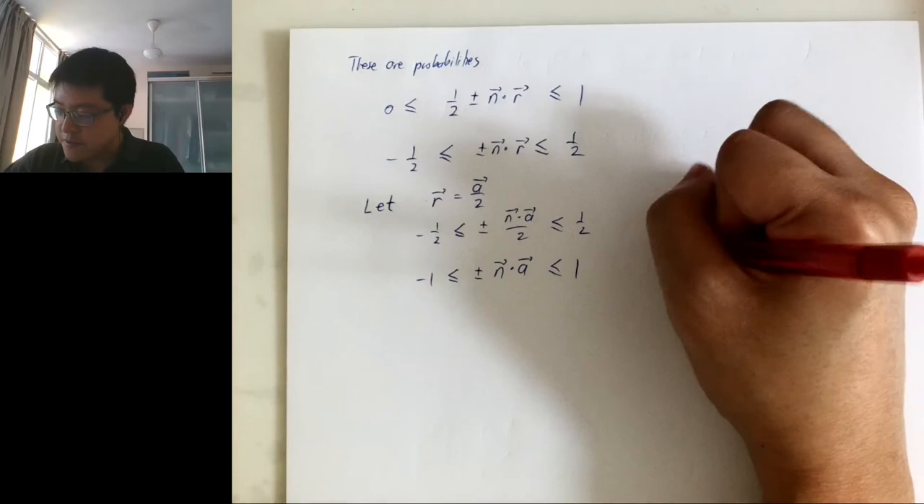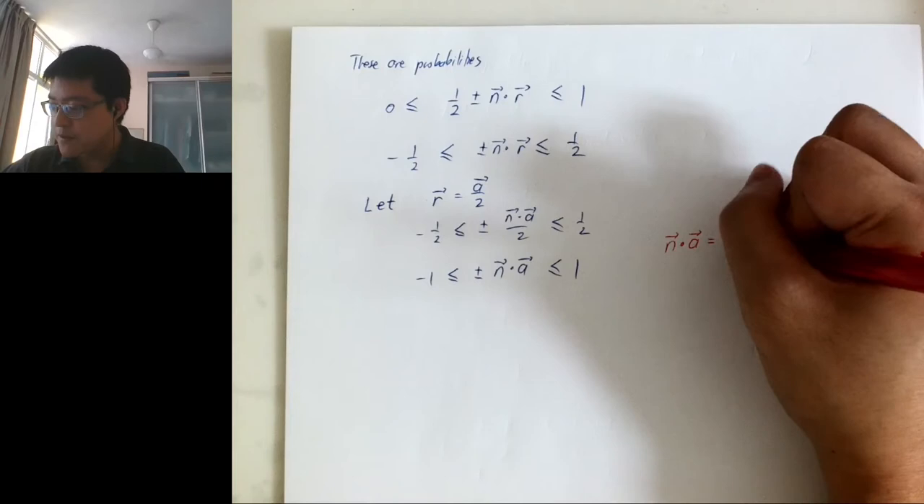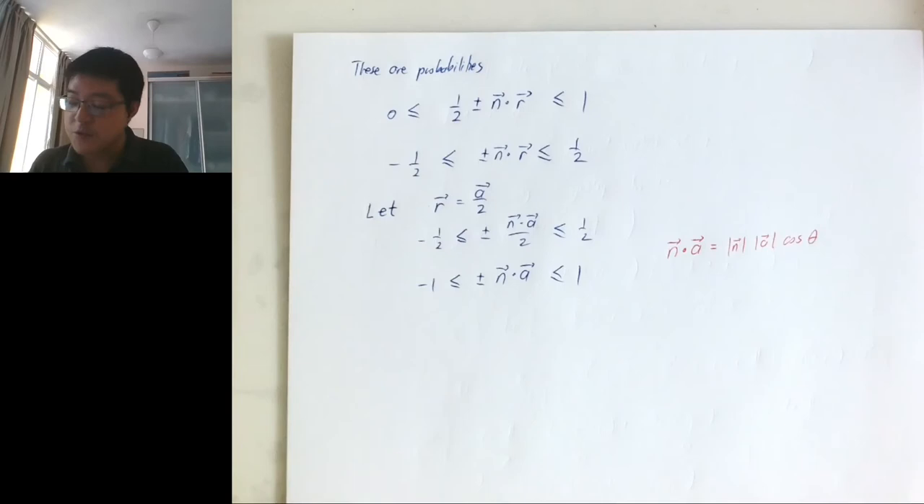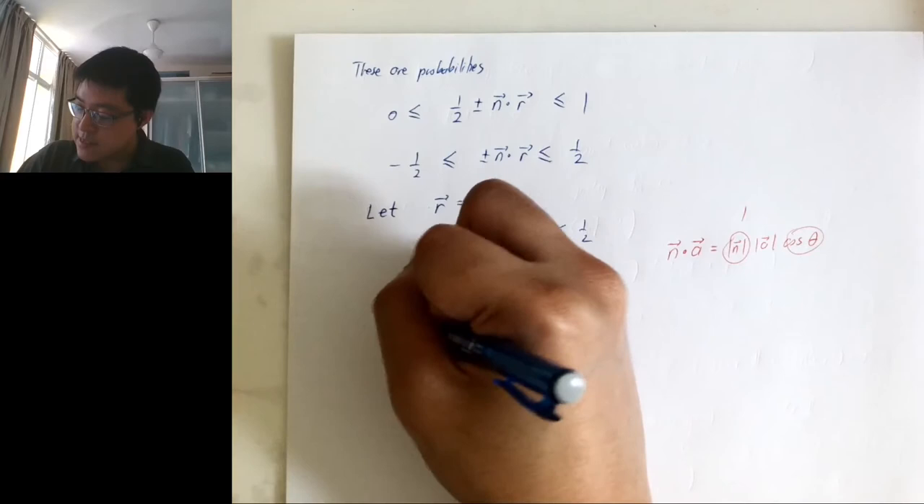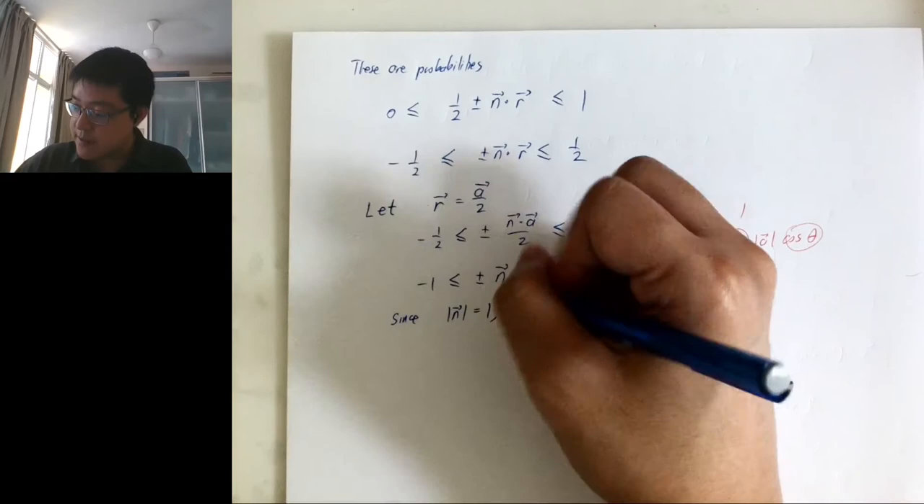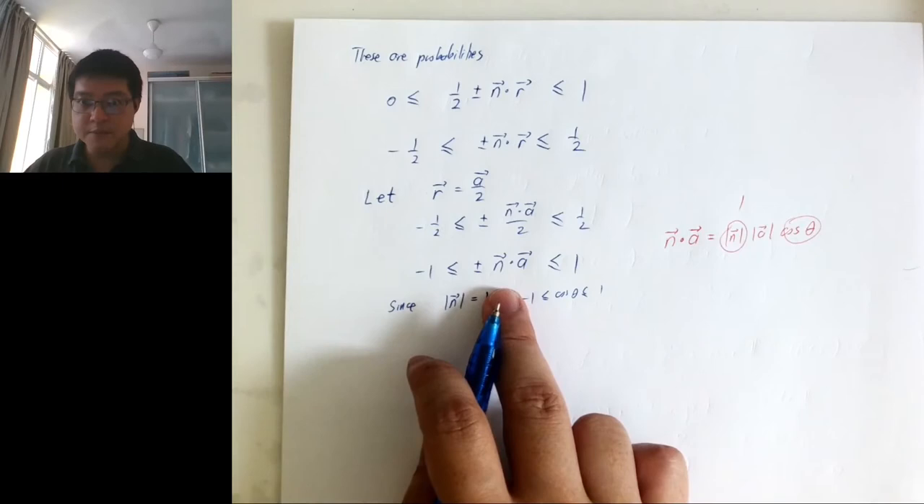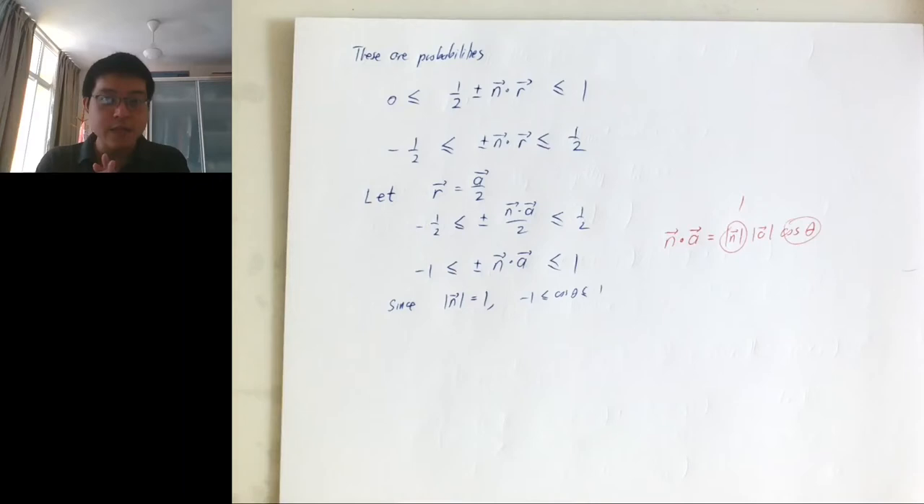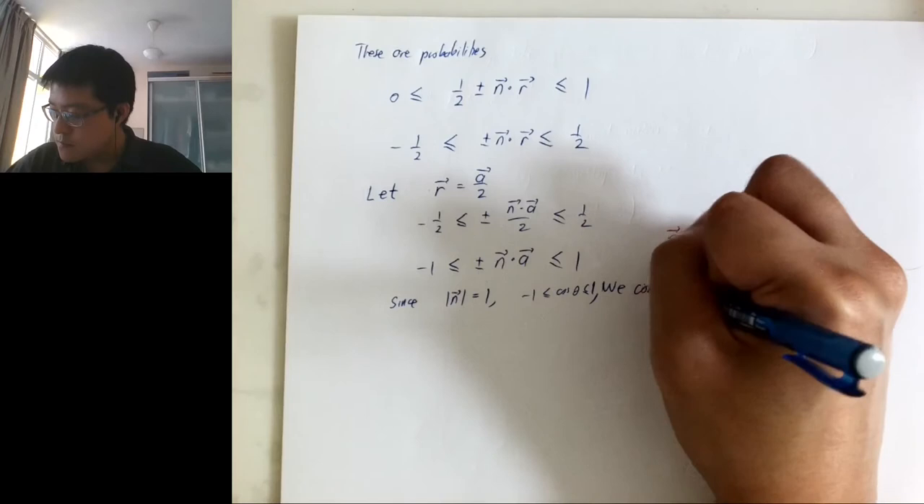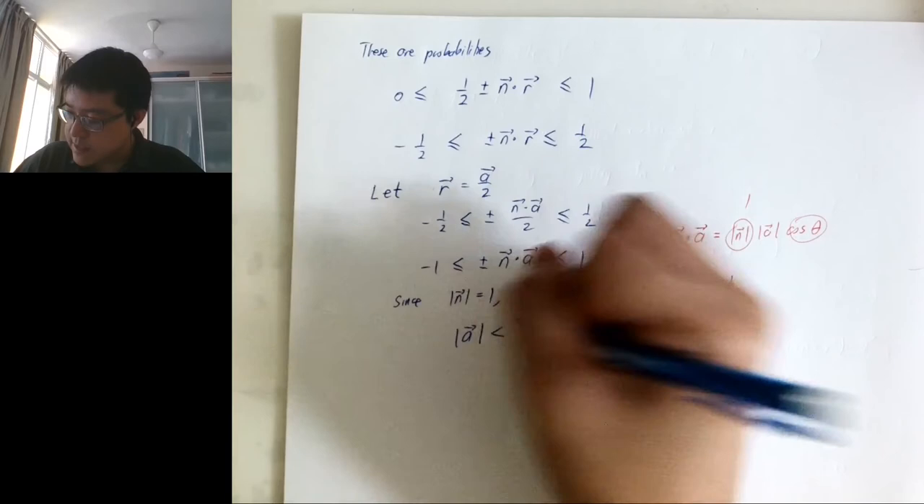If we are not sure, just go back to what we are familiar with, right? n dot a is a dot product, so it is the cosine of the angle between the two vectors, right? So n is a unit vector, this equals 1, and the cosine goes from minus 1 to 1, right? Then therefore, what are the possible values of A? A itself must be a number, it is a length, but that must be less than or equal to 1.